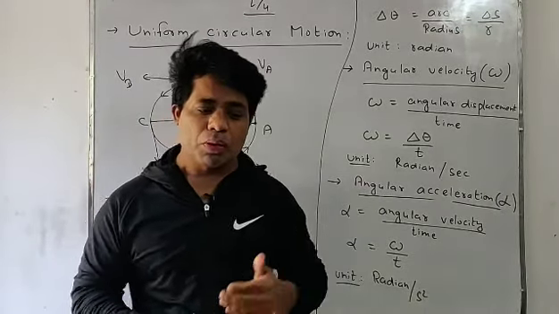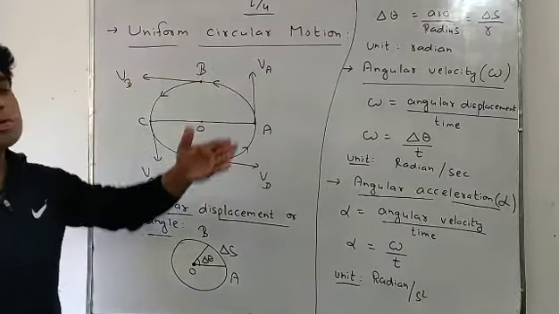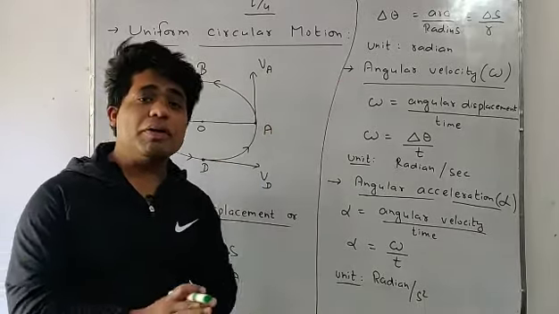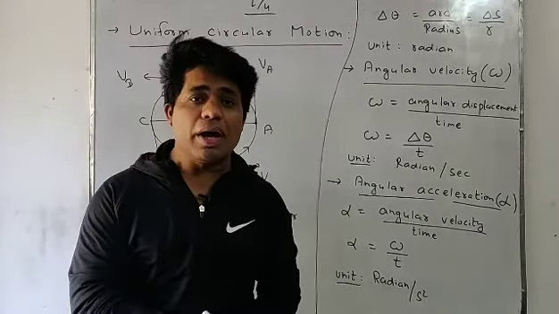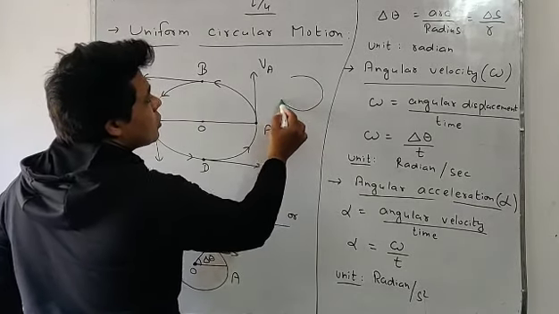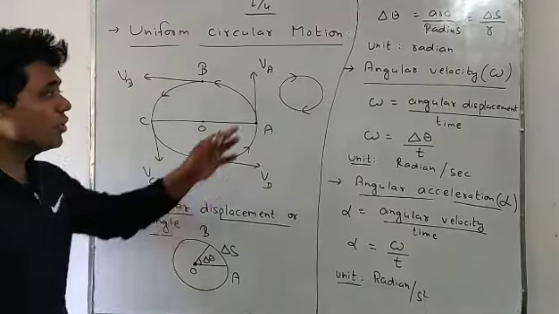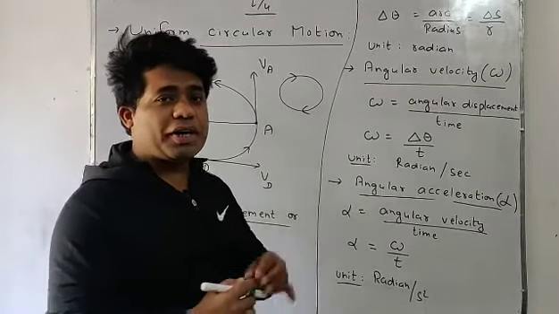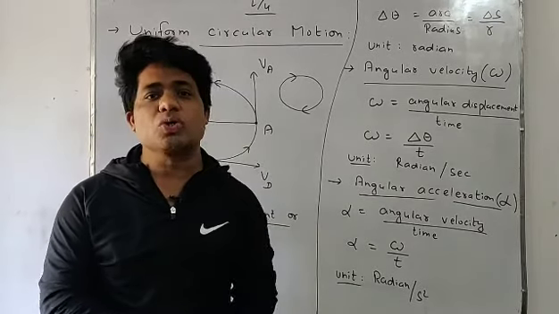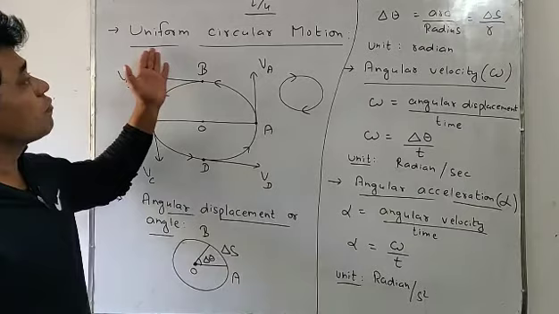Today we will discuss the topic circular motion. Okay, so let's start with the definition of uniform circular motion. Whenever an object executes circular motion, following a circular path with constant velocity, its direction will continuously change, but the magnitude of velocity remains constant in a circular path. Such motion is said to be uniform circular motion.